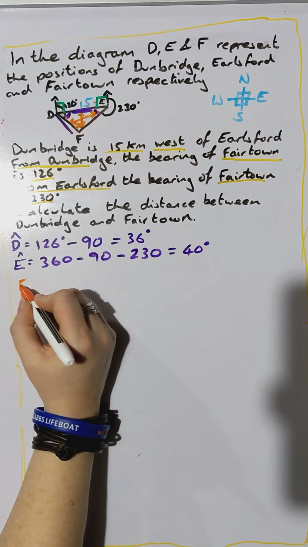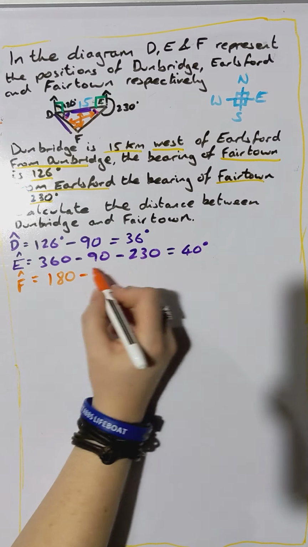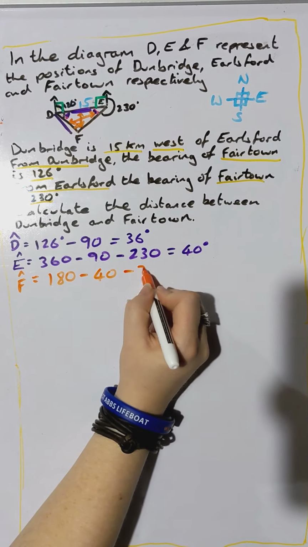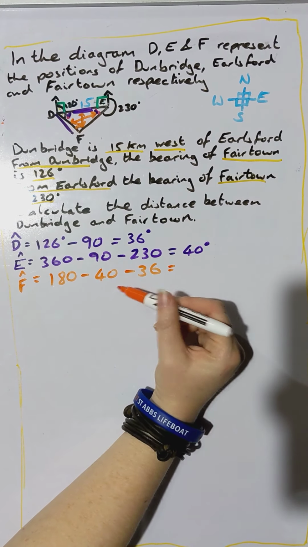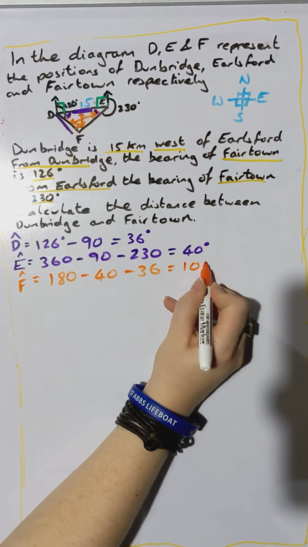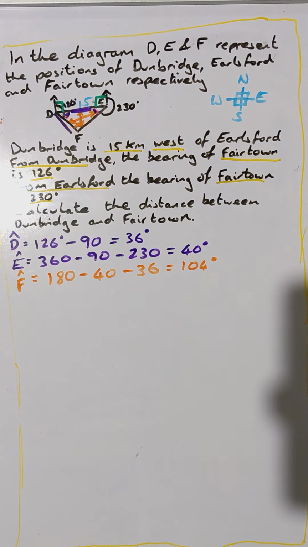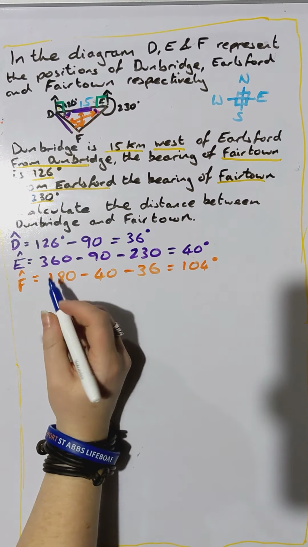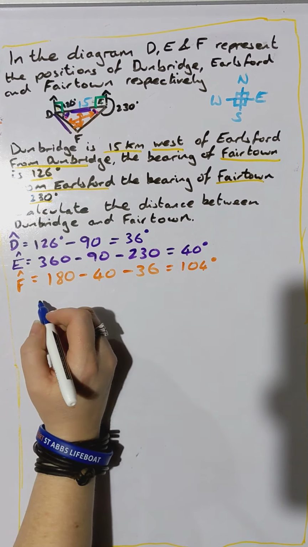So the angle at F is 180 degrees minus the 40 and minus the 36, which leaves us 104 degrees. And because we've got two pairs of opposites, that is the sine rule. And if you remember, the sine rule is in your formula sheet. And because we're looking for a side, we want the sides on the top.